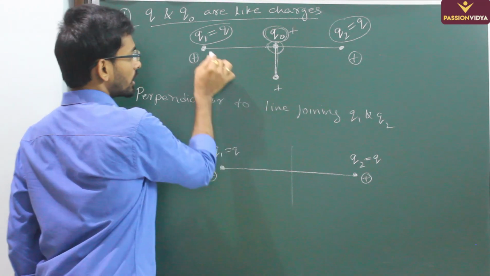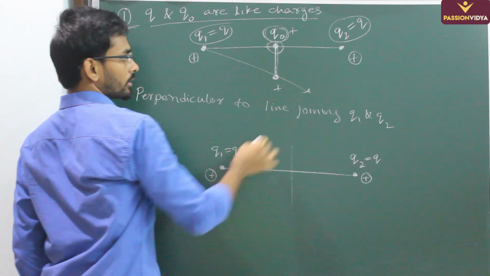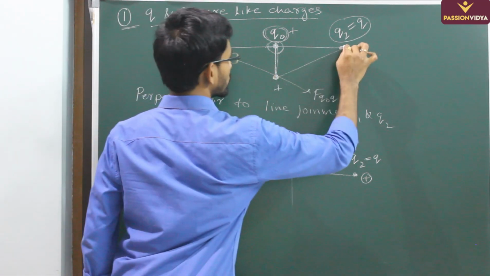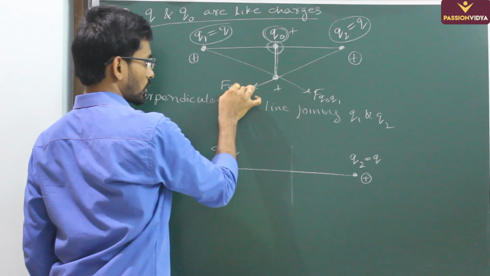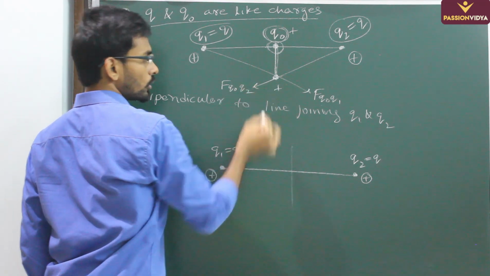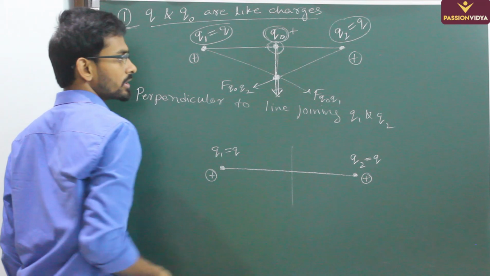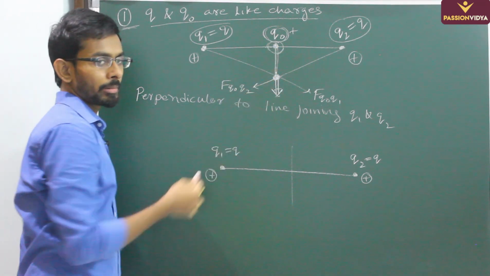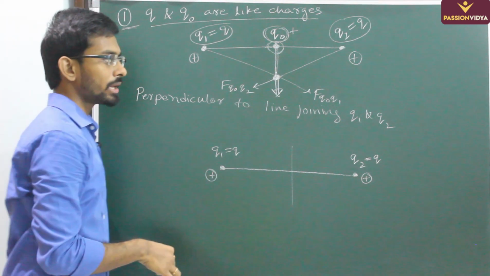So this is positive charge and this is also positive charge. There will be a repulsive force acting on it. So this is a force on q naught due to q1, and here also these two are like charges. This is also a repulsive force on q naught due to q2. So as these two are repulsive forces, the net force will be vertically downwards. So the test charge is running away from equilibrium position. It means the charge is in unstable equilibrium.